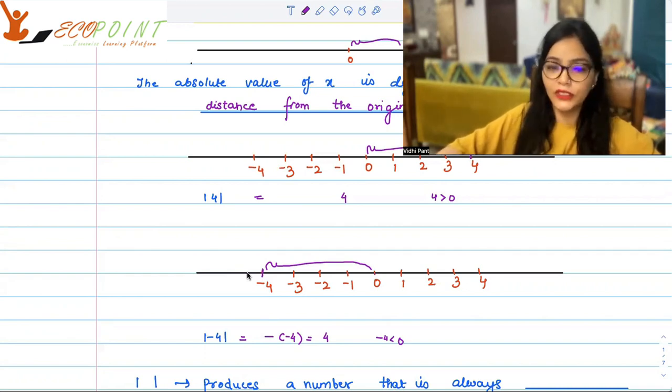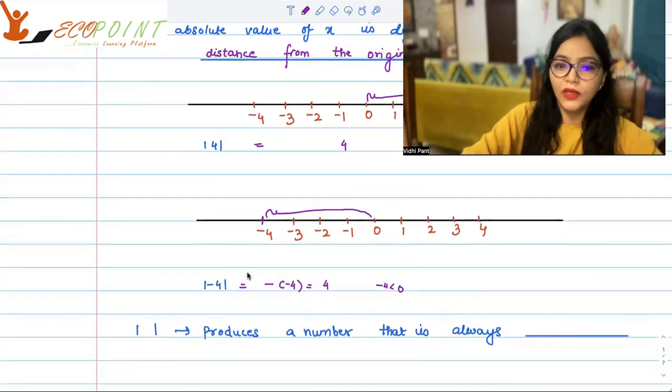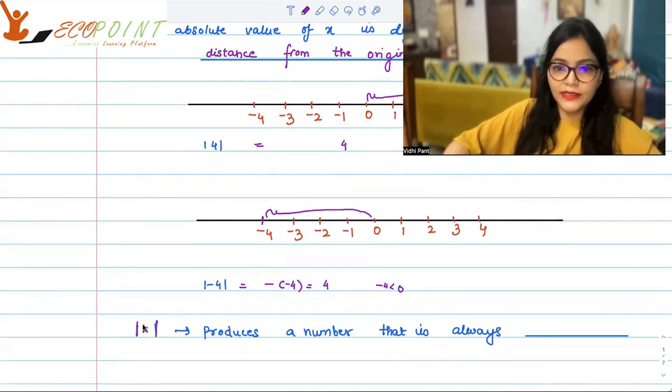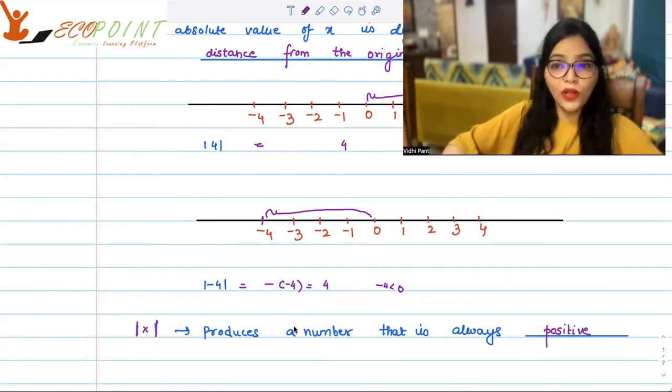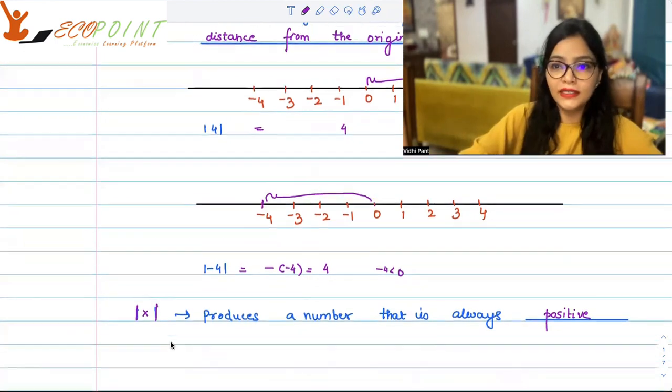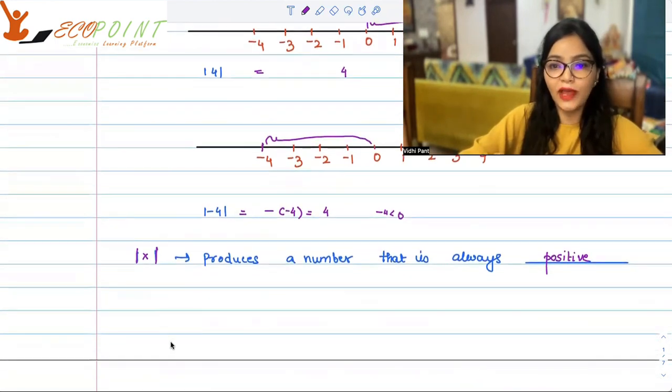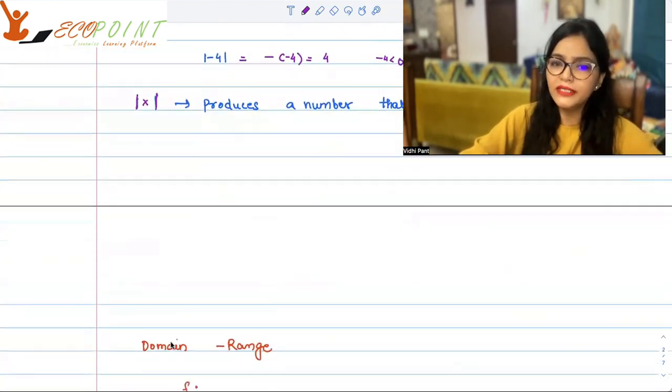Now, which means that when you have these two bars for absolute value and whatever number is inside, these two bars or modulus, in other words, produces a number that is always positive. So always remember that modulus or the absolute value of any number is always positive.